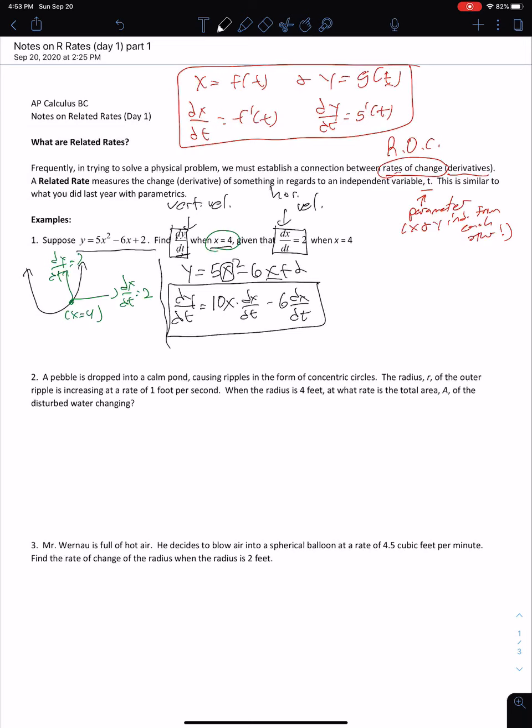Okay? So next, all we have to do now is plug in the values. We're looking to find dy/dt, so dy/dt equals 10, we know x is 4, so I can plug in the 4, minus the 6, whatever dx/dt is, and I think that was 2 here, right? And I can solve that, and that's going to give us 68.